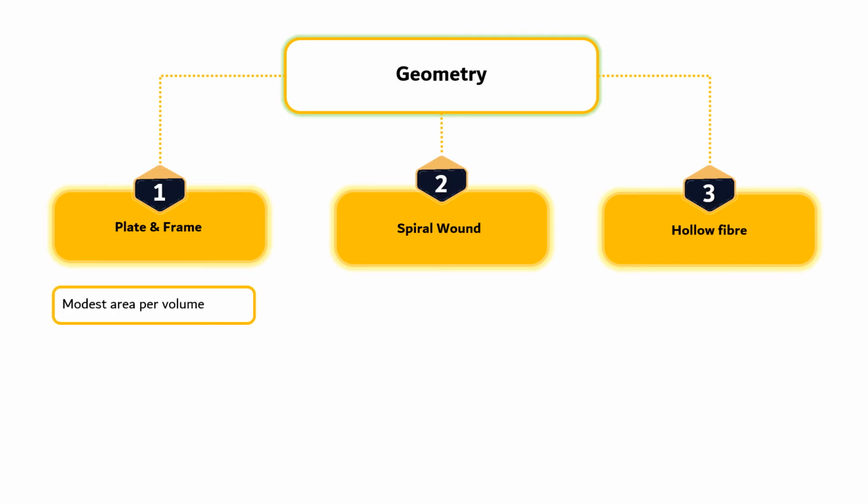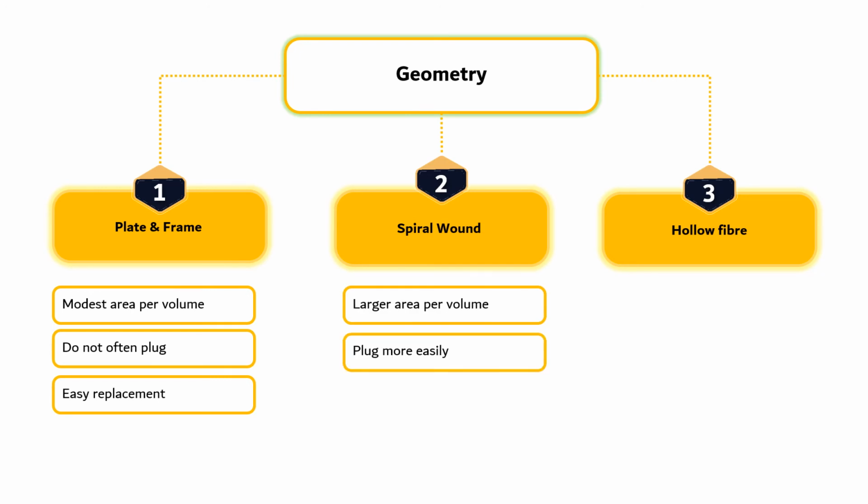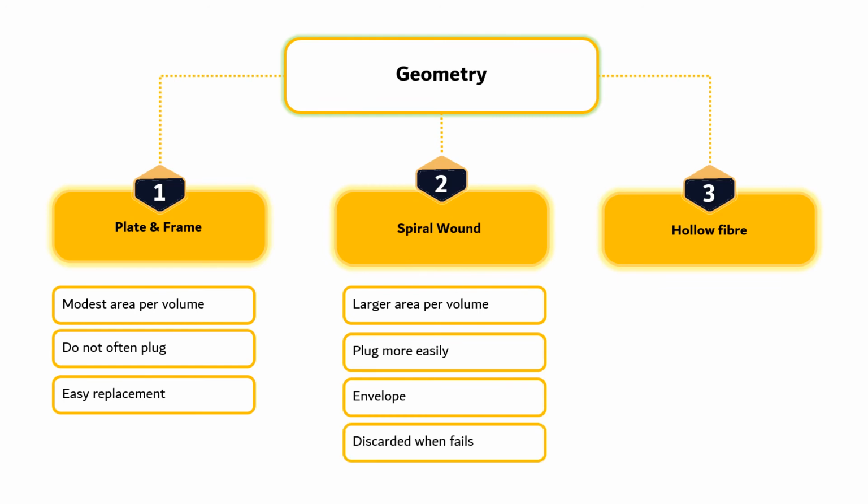It has a modest surface area per volume but does not often plug and is easy to clean. Membrane failure can be easily located and replaced. Second, spiral wound module. It has a larger area per volume but plugs more easily. The shape is like a large envelope filled with feed which is filtered through the envelope's wall. However, the envelope is loosely rolled and the filtrate is collected from the end of the roll. It is often discarded when part of the filter fails.